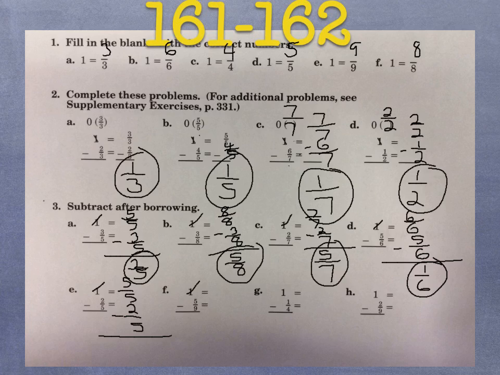F, we're borrowing from the 1. Since it's a 9 as the denominator over there, we're going to pick 9 over 9 minus 5/9. We get 4/9.